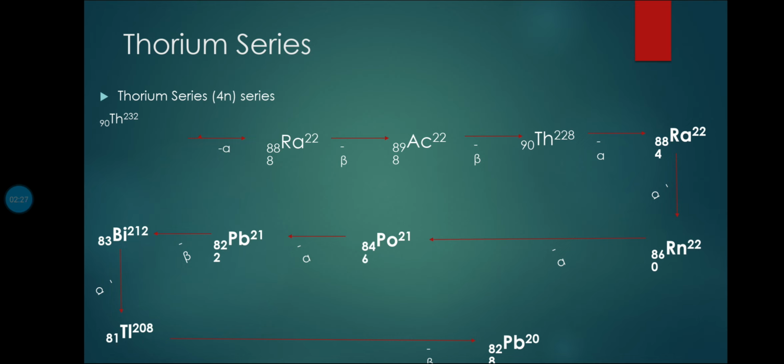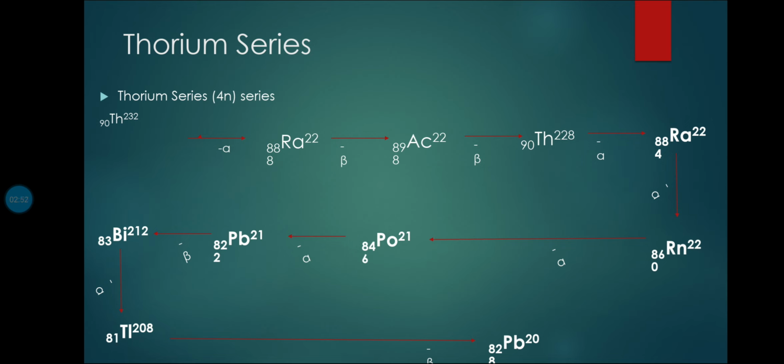228, when it emits a beta particle, the atomic number increases by 1. 89 plus 1 is equal to 90, and at the same time there is no change in the mass number. The 228 remains the same. The thorium 228, it emits an alpha particle.